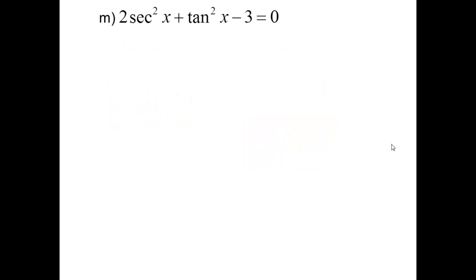Alright, now we're going to start to get a little bit more challenging, but not too much. This time I have secant squared and tangent squared. Give it a try, hit play when you're ready.